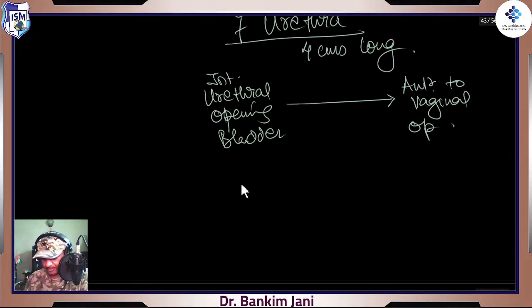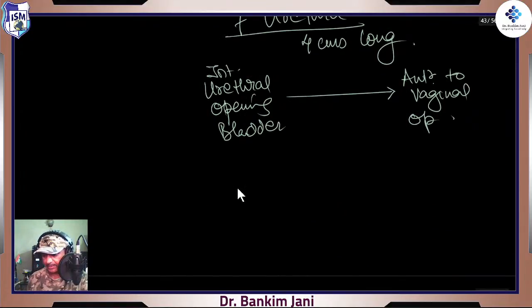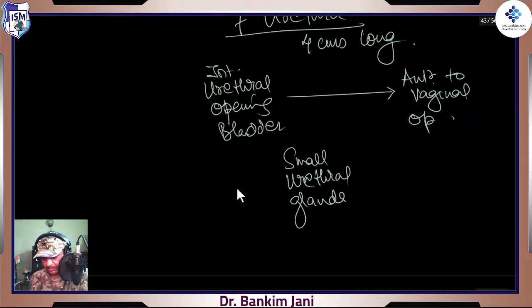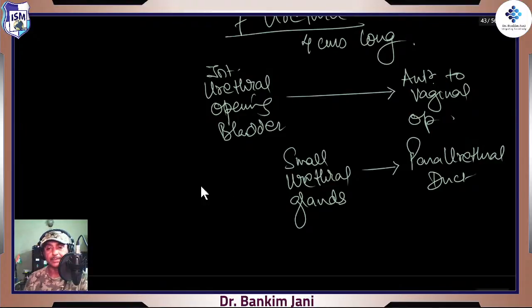Just in between, there are small urethral glands, and they will open into the common duct, right? So there are small urethral glands, and they will open into what's called the para-urethral duct. That's it.